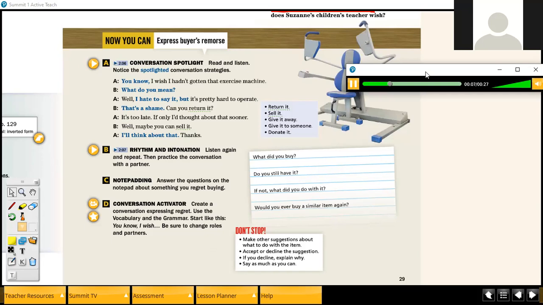You know, I wish I hadn't gotten that exercise machine. What do you mean? Well, I hate to say it, but it's pretty hard to operate. That's a shame. Can you return it? It's too late. If only I'd thought about that sooner. Well, maybe you can sell it. I'll think about that. Thanks.